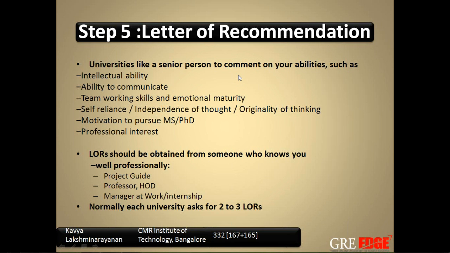And the reason the letter of recommendation is required is that universities would evaluate you on a few parameters: intellectual ability, ability to communicate, team working skills, self-reliance, whether you are motivated to pursue MS or PhD, and what your professional interest in MS is. So all those things can come with a stamp of recommendation from your professor or your manager at work. It would give universities more reason to select you over other persons.